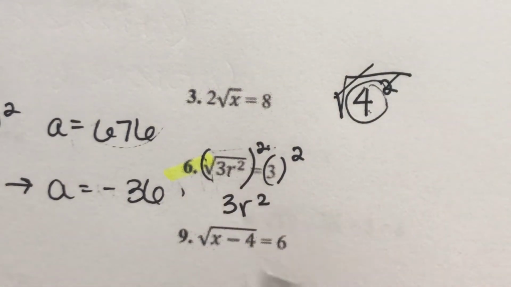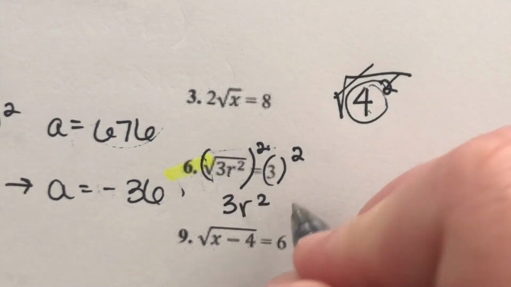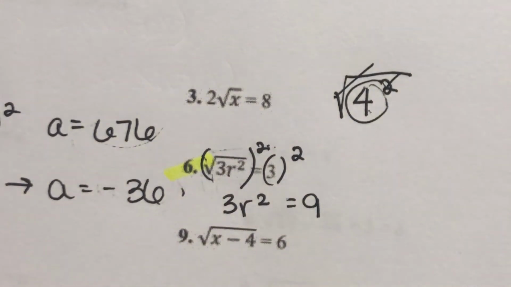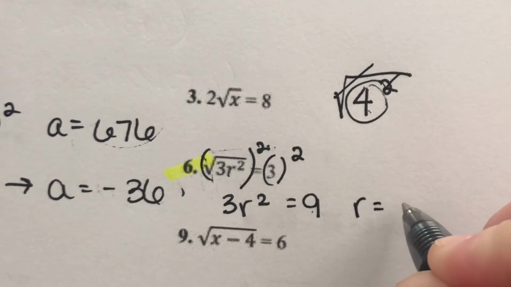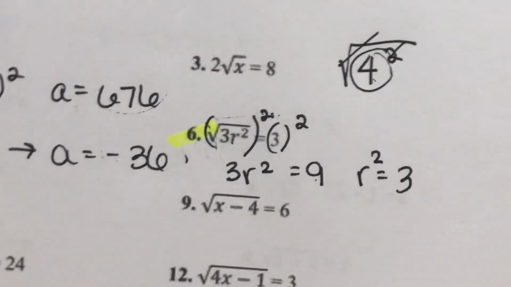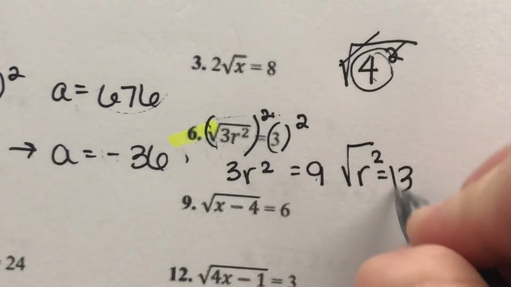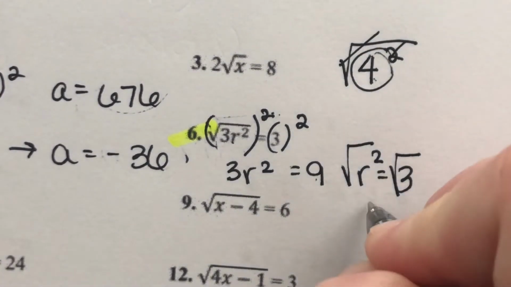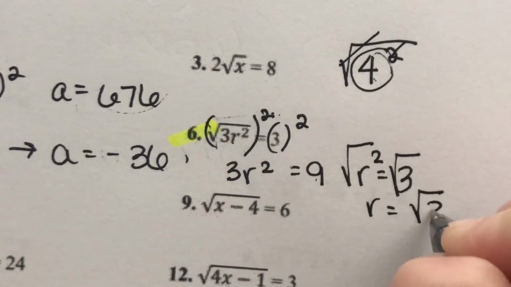So we're left with 3r squared equals 3 squared, which is 9. And then I'm going to divide both sides by 3. So r squared is going to equal 3. And then I have to take the square root of both sides. So r is going to equal the square root of 3.